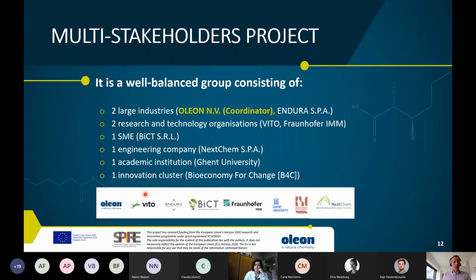Of which, of course, the team at the University of Ghent that manages the setup and the design of this brand new training program, alongside two large industries, Oleon NV, the coordinator, and Endura, the site where the other demo plant is going to be located, two research and technology organizations, Vito in Belgium, Fraunhofer in Germany, BICT, that is located in Italy, in the production and optimization of the production of the enzyme. The engineering company, NextChem, an academic institution that we mentioned, the University of Ghent, and the innovation cluster, Bioeconomy for Change, located in France.